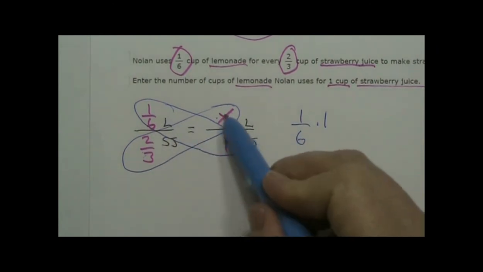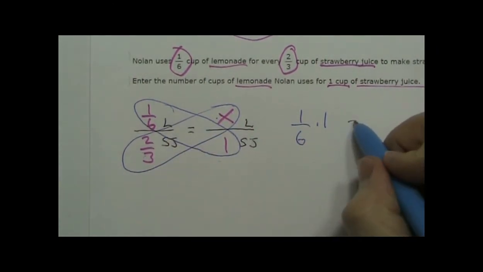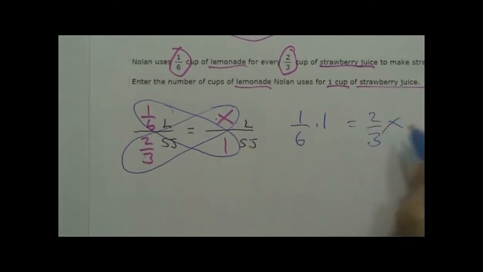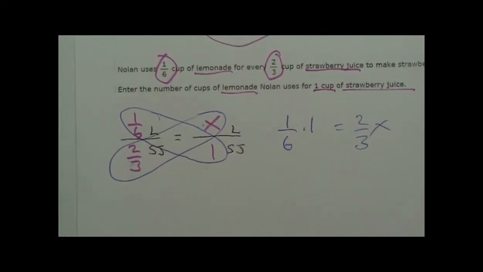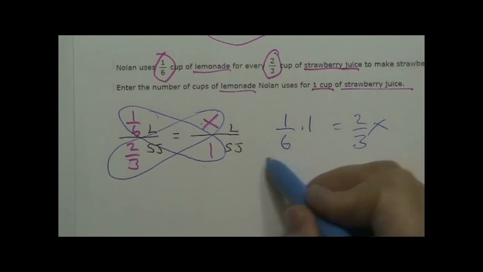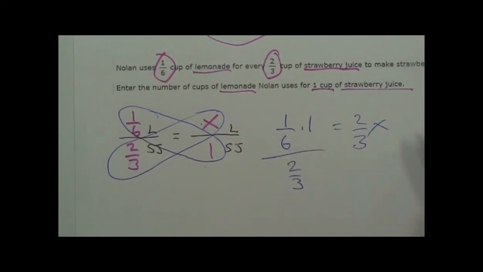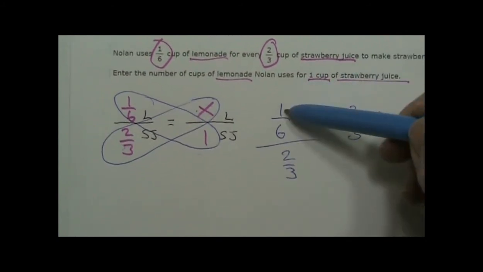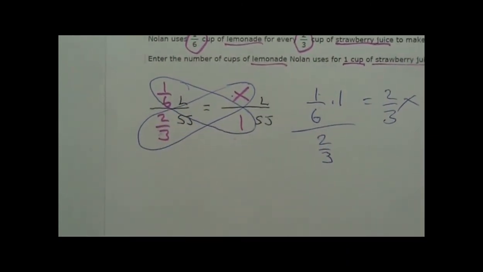One-sixth times 1 is going to be 2/3 times x. You know what? I'm going to move it over. But what happens is, if you divide by 2/3, you divide this side by 2/3. So what do we usually have? What do we have here? 1/6 divided by 2/3. We just take the top divided by the bottom.